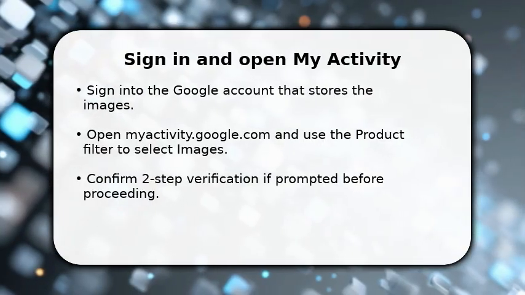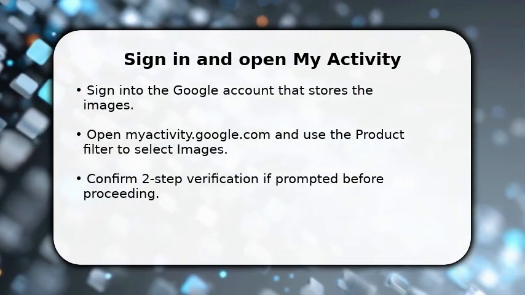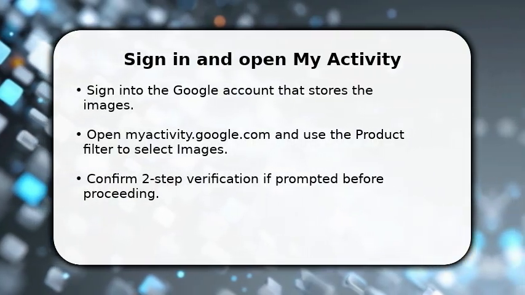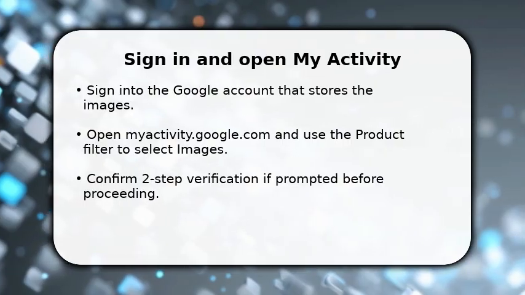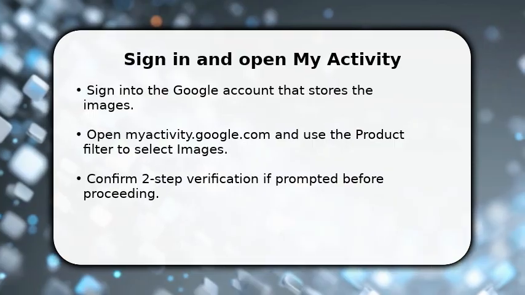You start by signing into the Google account that contains the image activity. This ensures you delete the right data. Once signed in, go straight to My Activity. Google.com and apply the product filter to choose images so you only remove picture-related entries.